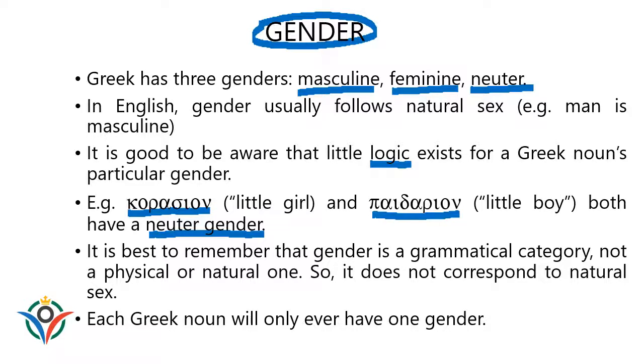It is best to remember that Greek gender is a grammatical category, not a physical or natural one. So it does not correspond to natural sex. Sometimes it does, sometimes it doesn't. And then finally, we just need to know that each Greek noun will only ever have one gender. So the Greek genders do not change.